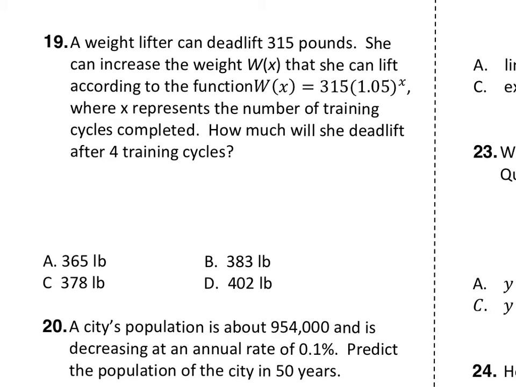Well, this one's just simple enough. I just want to plug in 4 for x and then solve. So here I'll type that into my calculator and I will get my answer. I get about 382.88, so 382.9, which would be closest to 383 if I round up. So 383 pounds.